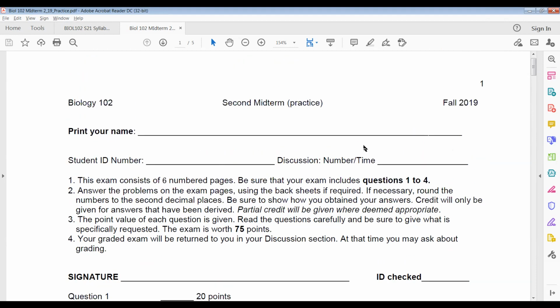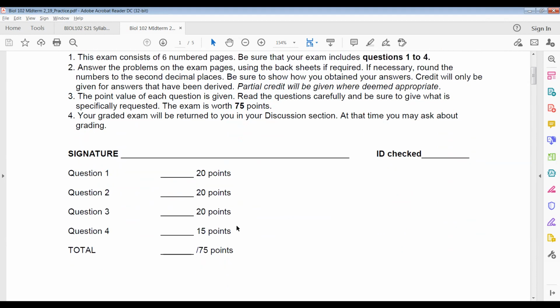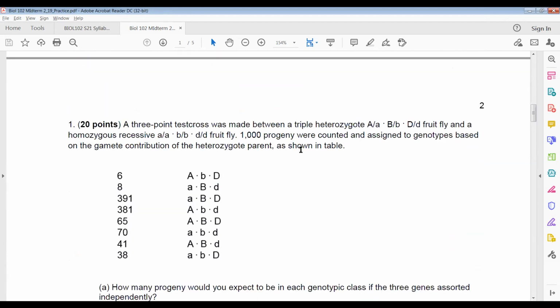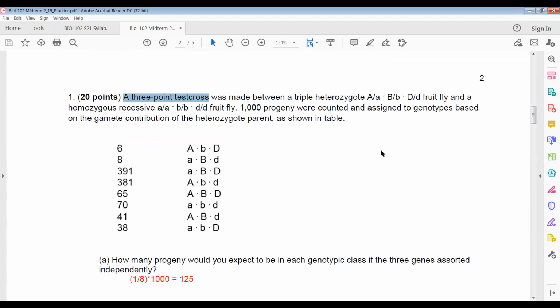So the same. I'm going to give you 4 questions with different points, and the possible maximum point is 75 for midterm 2. As I mentioned, one of the major topics to be covered in the second midterm is genetic mapping. So we're going to use the 3-point test cross as an example.